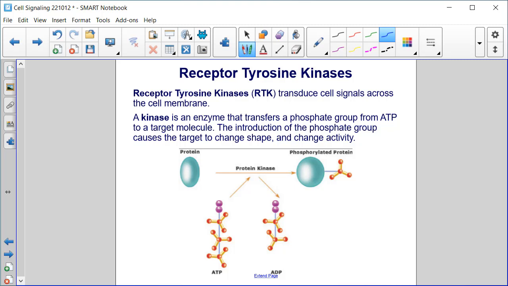A kinase is an enzyme that transfers a phosphate group from ATP to a target molecule. The introduction of the phosphate group causes the target to change shape and change activity. So if we have a protein, we have our ATP molecule. The work of the protein kinase is to phosphorylate the protein by taking one of the phosphate groups from the ATP, resulting in ADP.